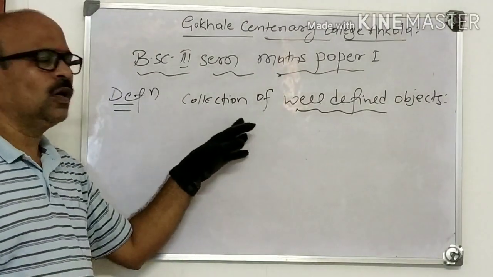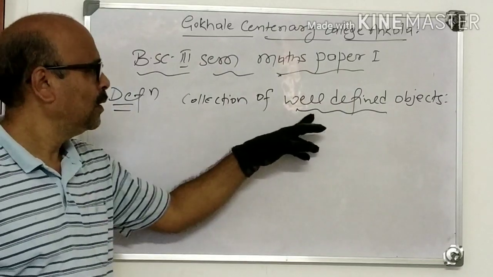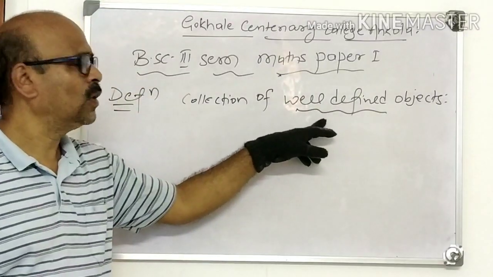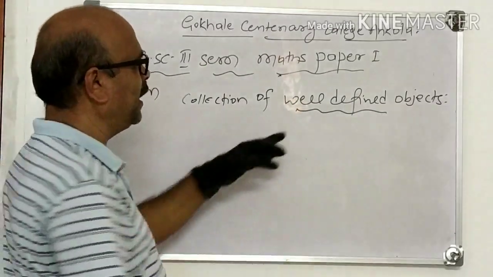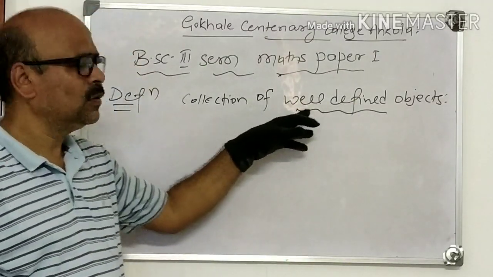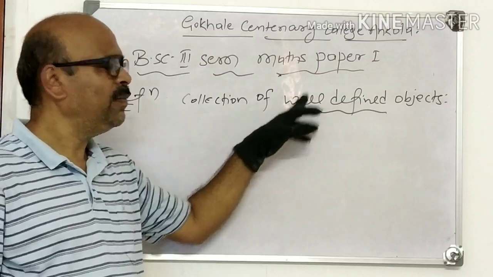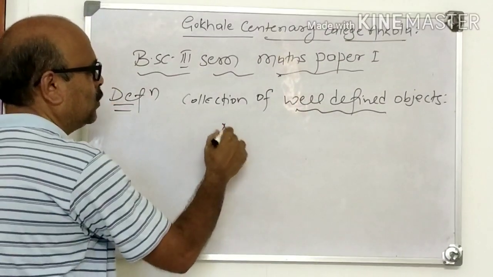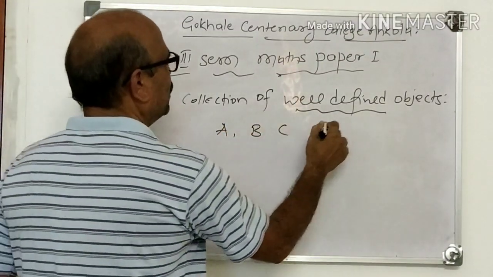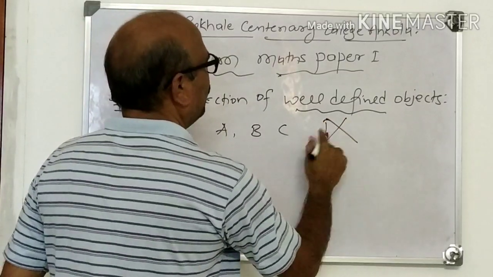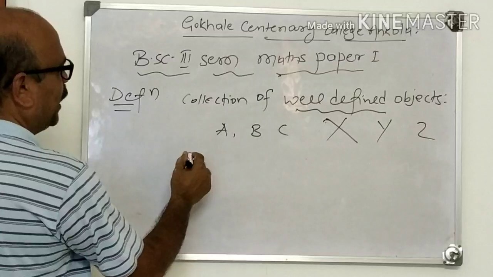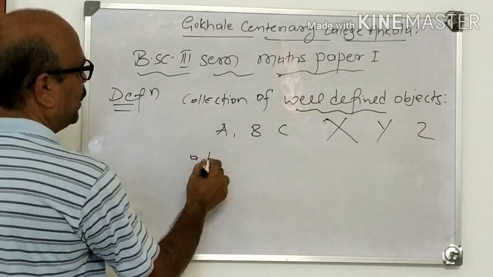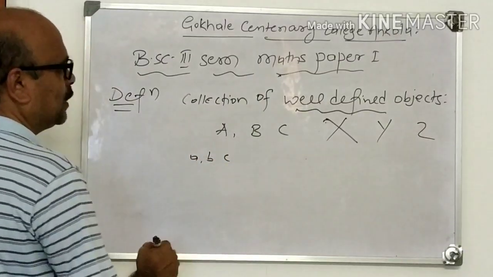A group of objects does not necessarily form a set. Well-defined objects is important. What do you mean by well-defined? Well-defined means given an element, you must be able to say whether or not that element belongs to the set. Sets are denoted by capital letters A, B, C, or capital X, Y, Z, and so on. Elements are denoted by small letters a, b, c, etc.